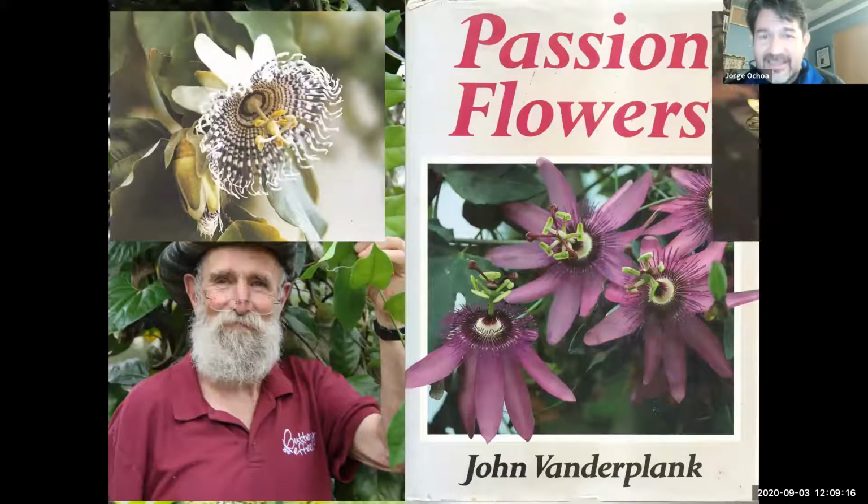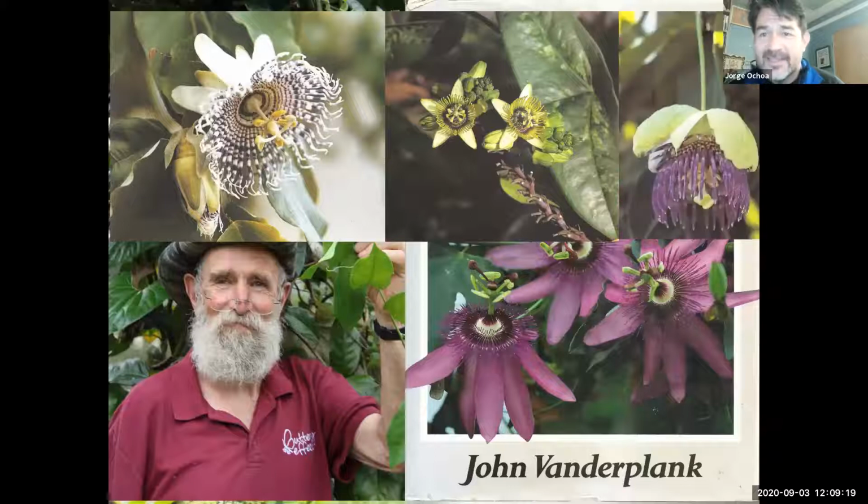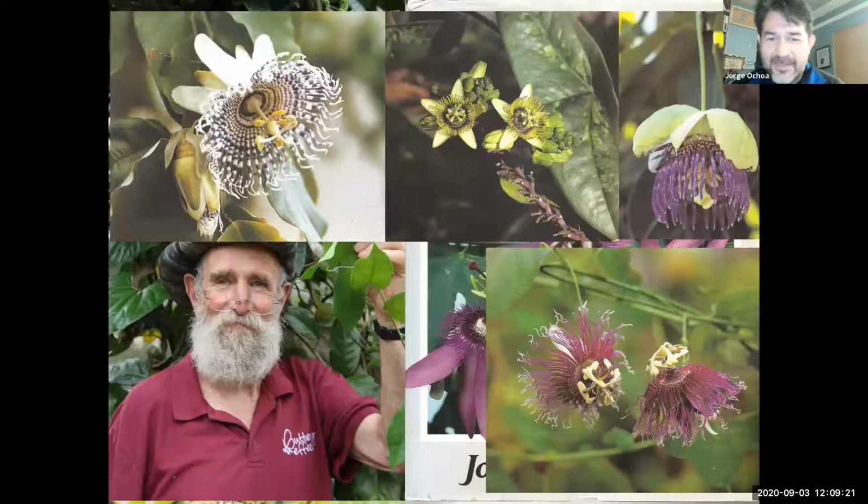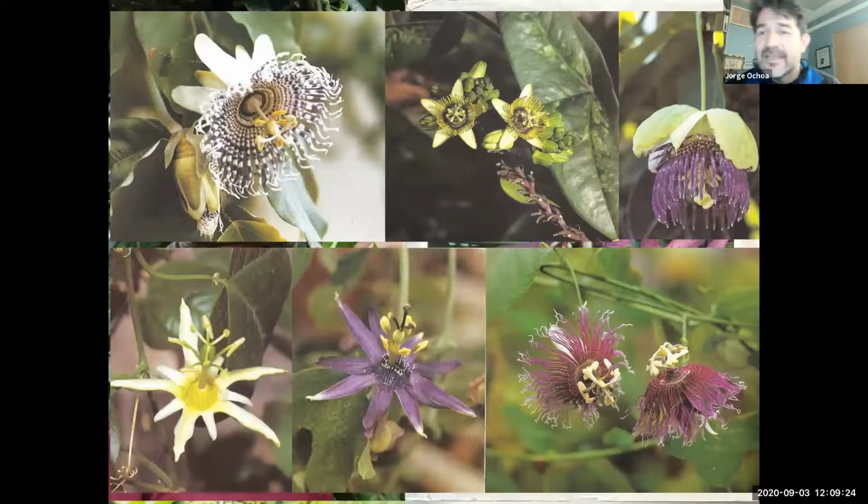And it is this book that kind of showed me what was to become the rest of my life. So paging through the book, it went something like this. I want that one, and I want this one, and that one, and that one. And by the end of the book, I wanted them all. Since then, I have dedicated my life to finding, photographing, recording, and cultivating the passion flowers of the world.